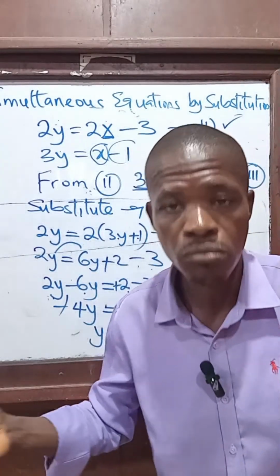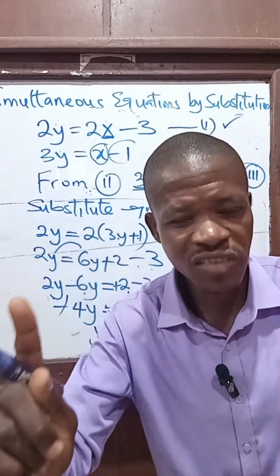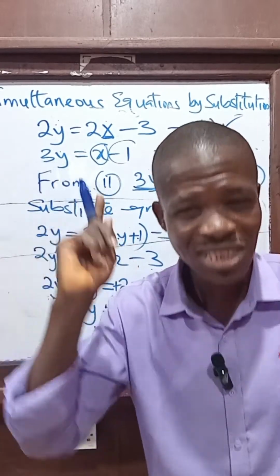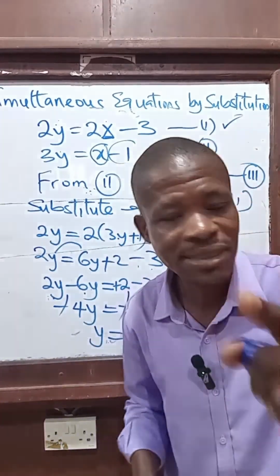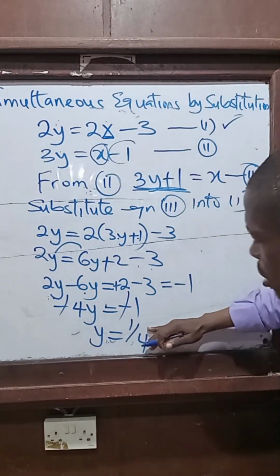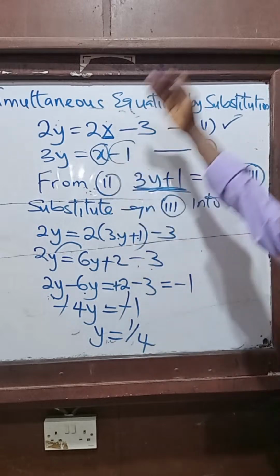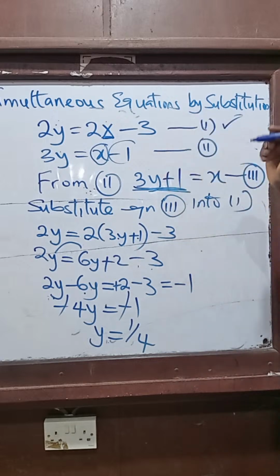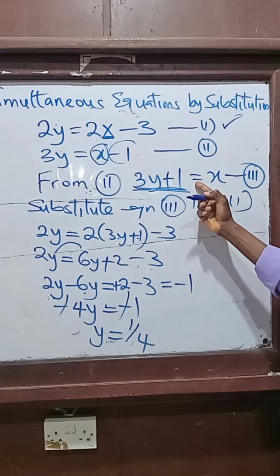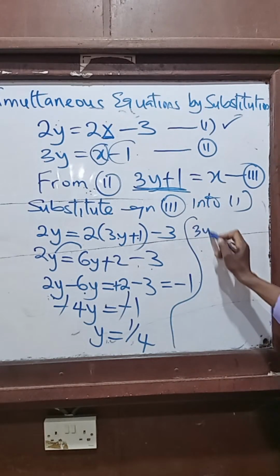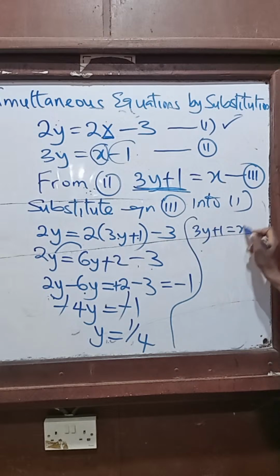Capital no. You've just gotten one of the variables now. You need to get the second variable. So what do we do now? Plug in y equals 1 over 4 into any of the equations. Okay, so let's use the second equation, or the third equation. Use equation 3. That will be equal to 3y plus 1 equal to x.